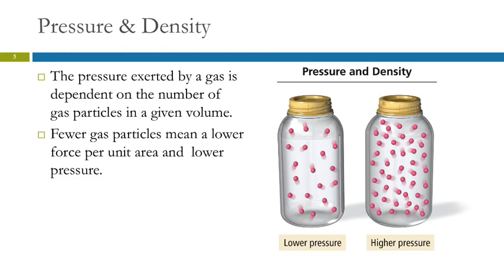Here we have, these look like two mason jars, don't they? Two mason jars, and they each have a pink gas in them. So here you have fewer gas particles, and here you have more gas particles. We could assume they're at the same temperature, so they're moving around at the same speed. There's going to be more pressure in this one because there are more particles, and so they're going to collide with the walls more frequently and cause more pressure. Fewer gas particles would mean a lower pressure.